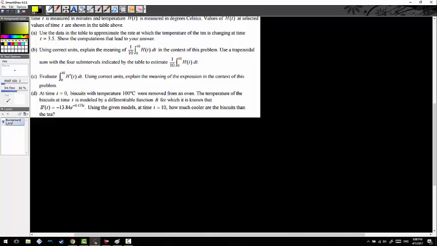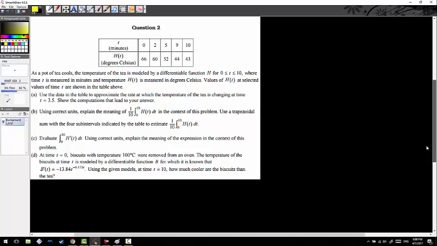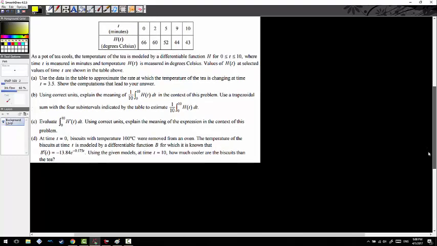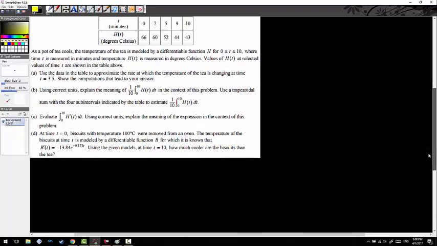Well, here's what I'm going to do. I'm going to go ahead and find out the temperature of the biscuits at time equals 10. And then I'm going to find out the temperature of the tea at time equals 10. Actually, I don't even need to figure that out. I think they gave that to me, right? It's 66. And when I said 66, I meant 43. So 43 degrees on the tea. I just got to find out the temperature of the biscuits. So how do I do that?